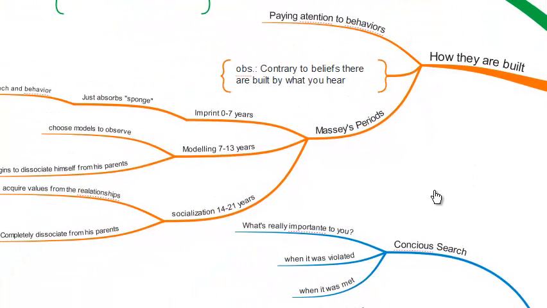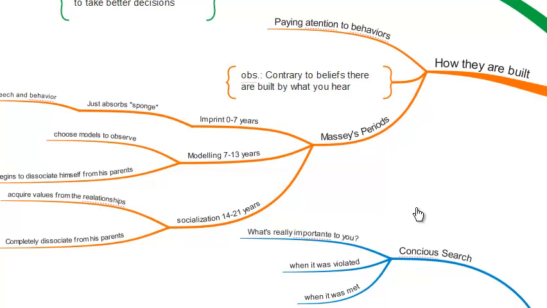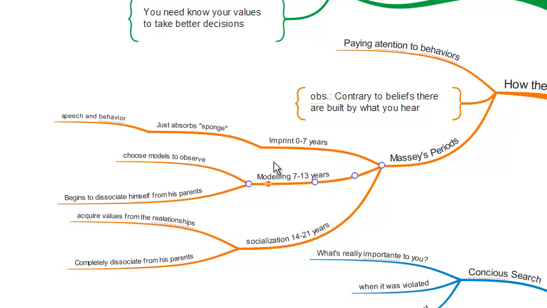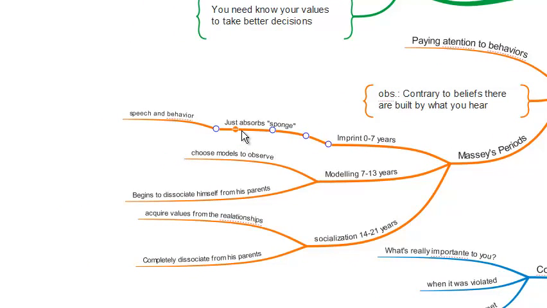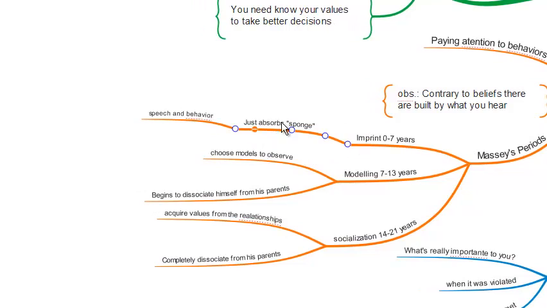And there are early studies about values, and one of the researchers was Morris Massey. Morris Massey discovered some periods, and the first period is the imprint period. It's from 0 to 7 years, and it's a period when you absorb everything your parents do, or a person that is near you.